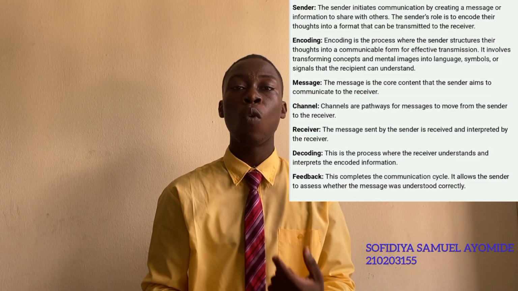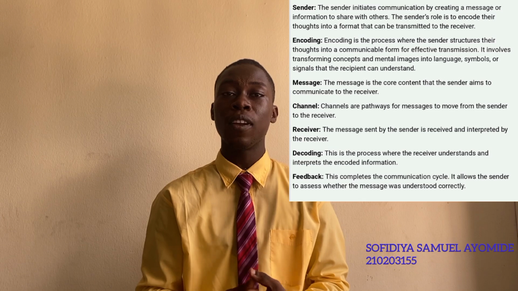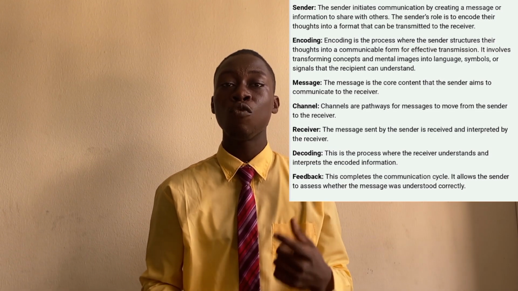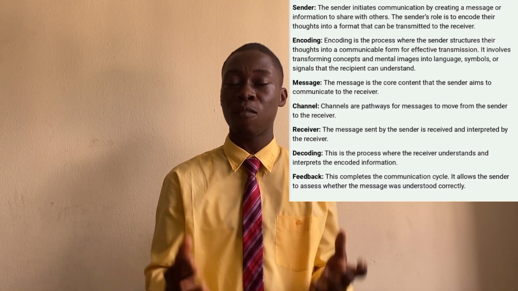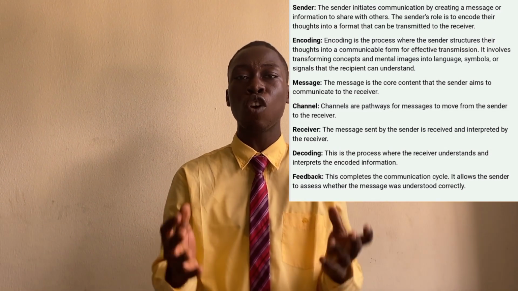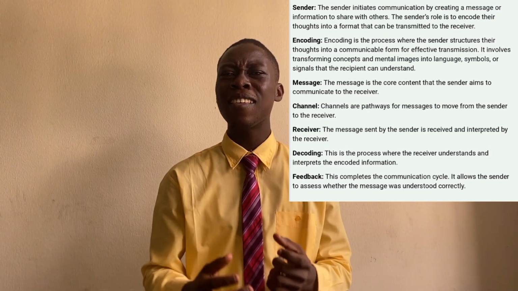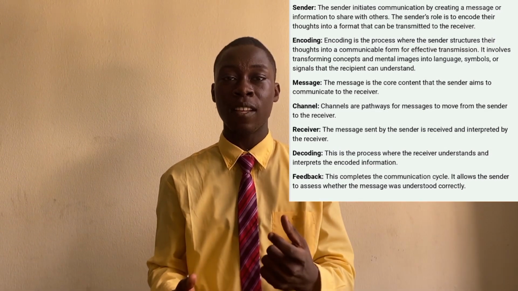I am to talk on the elements of effective communication. 1. Sender. Sender is the one who starts the communication cycle. It initiates the message to be transmitted to the receiver through encoding. 2. Encoding. Encoding is the process of transmitting the information. It is the process of structuring the information in a way that it will be well understood by the receiver. 3. Message. Message is the core content which is being passed from the sender to the receiver. It is the main idea being transmitted.